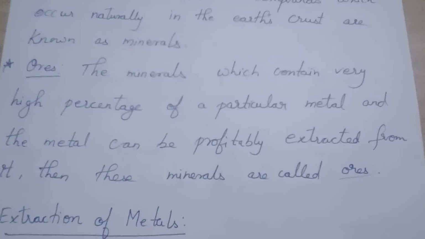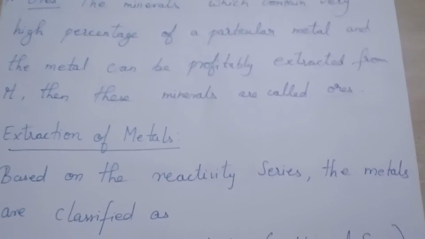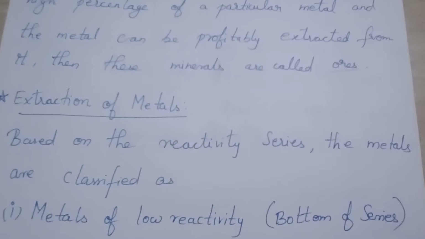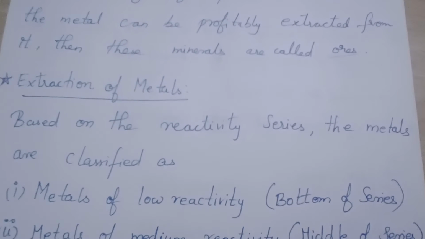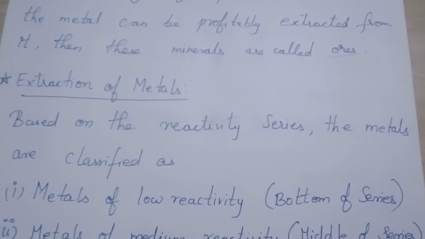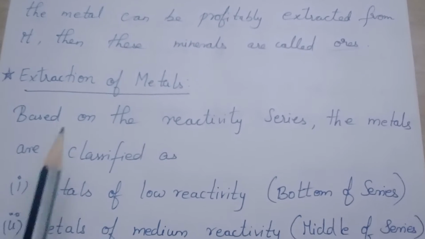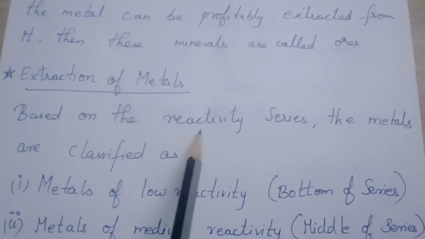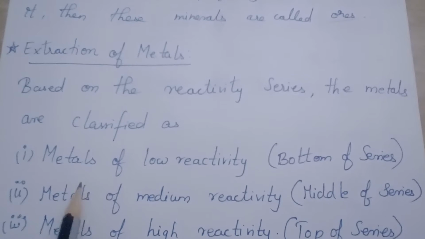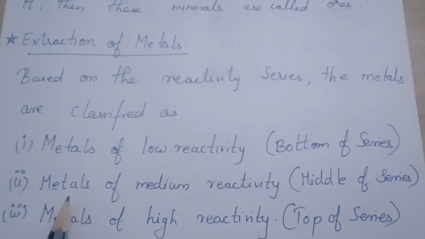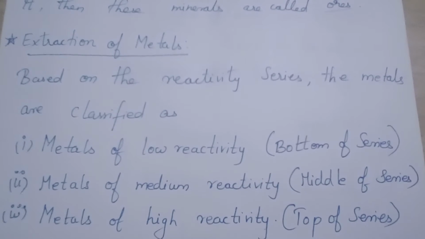So how are metals extracted from their ores? First, we'll classify the metals based on their reactivity. Last class we have seen the reactivity series, right? How it reacts, the ionic compounds and all. For the extraction of metals, based on the reactivity series, the metals are classified as metals of low reactivity, metals of medium reactivity, and metals of high reactivity.